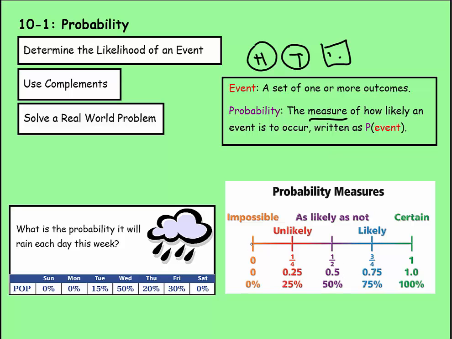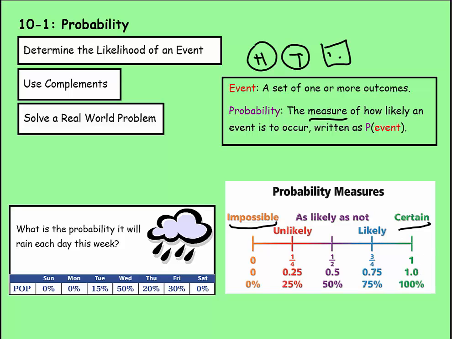And probability is always measured from 0 to 1, or 0% to 100%. And these are the extremes. When you have 0% probability, that means it's impossible to happen. It's never going to happen. When it's 100% probability, it's certain to happen, meaning it's never not going to happen.